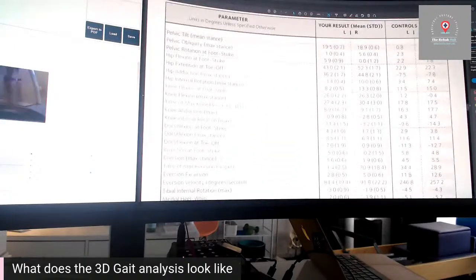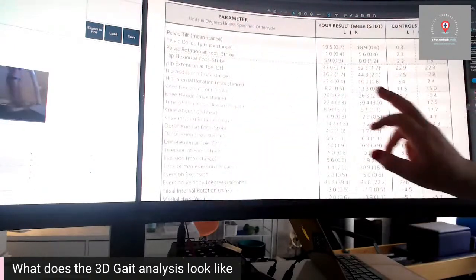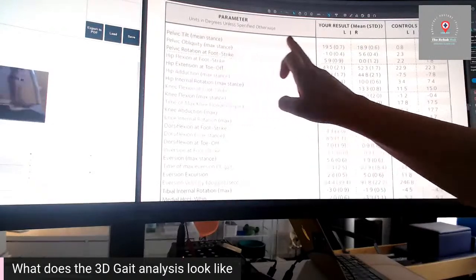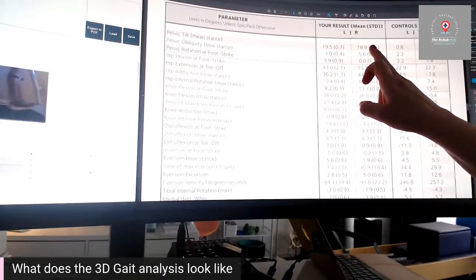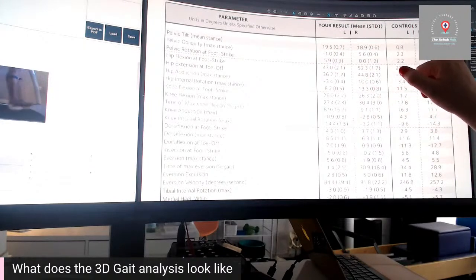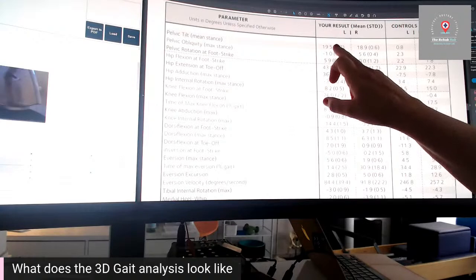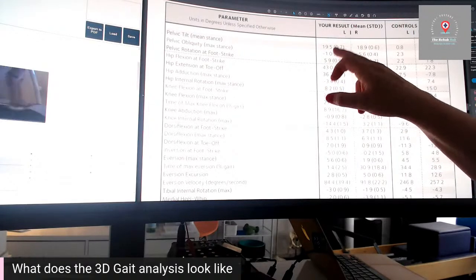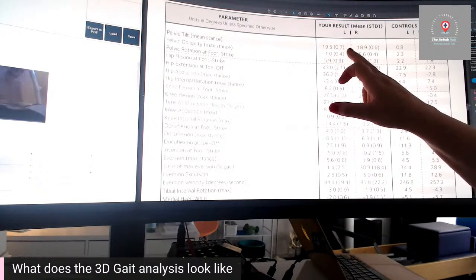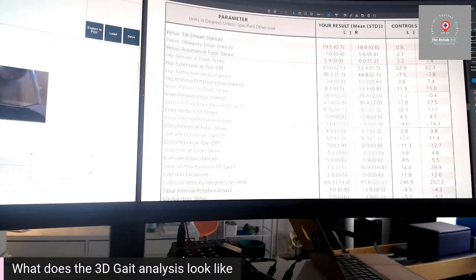So for those of us that love that, for me, looking at this, I can look at pelvic tilt, I can look at the patient's left side, the patient's right side, and then I can compare that against what the controls are. So for example, that patient's left side anterior, he's got a massive anterior pelvic tilt. His tilt is sitting at 19.5, and the mean is 0.8. So he's off the charts with how his pelvis is sitting.